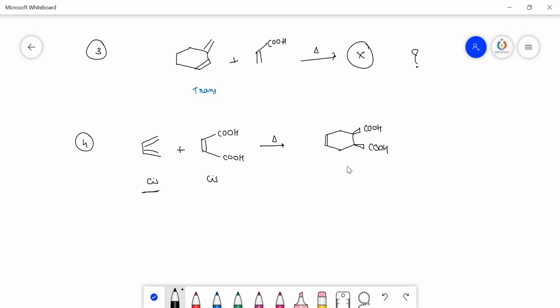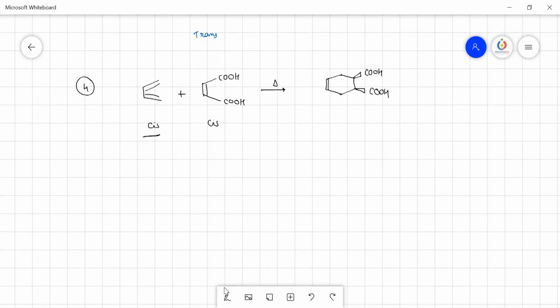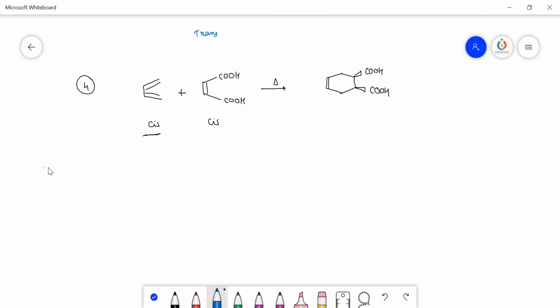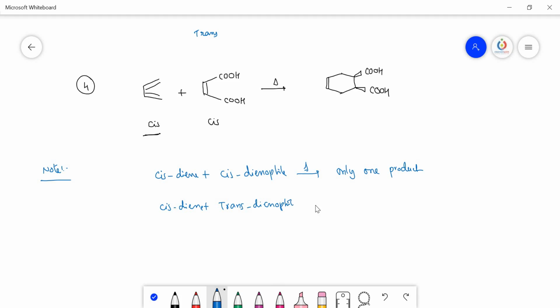If both are cis, we get only one product. If both are trans, we get two products. I'll write down that also here. I'll write a note point and later I'll give an example. Cis diene plus cis dienophile on heating gives only one product. And here cis diene plus trans dienophile, we get two products. These are enantiomers.